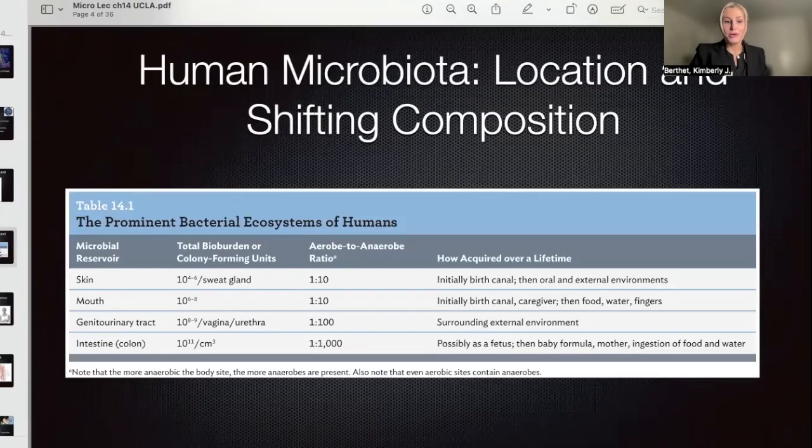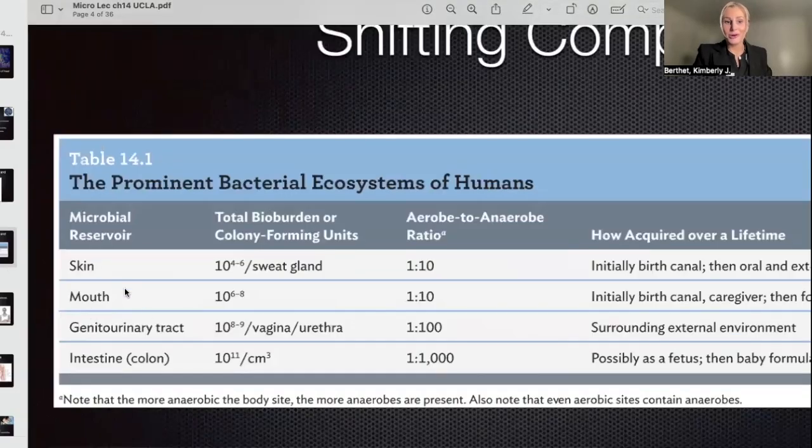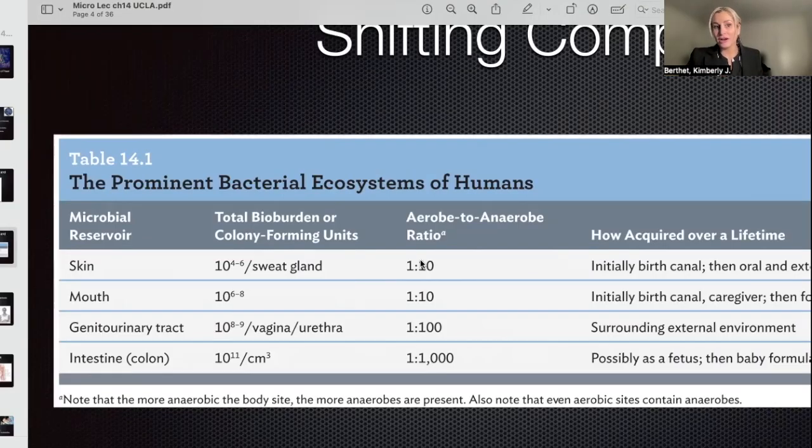One thing I wanted to point out about the different habitats that we have on our body, essentially skin, mouth, genital urinary tract, and the colon, we can see a different relationship to organisms who want to live in an environment with oxygen versus organisms that want to live in an environment without oxygen. So we call this aerobe to anaerobe. Aerobe is an organism that lives in an aerobic environment with oxygen. Anaerobic is without oxygen. So when we look at our skin and our mouth, this is exposed to the outside environment. We're going to see oxygen is there. That's why we see this 1 to 10 ratio, aerobe to anaerobe.